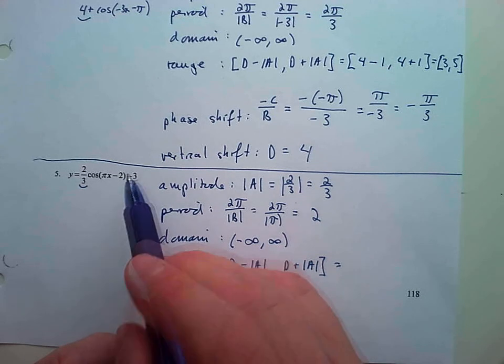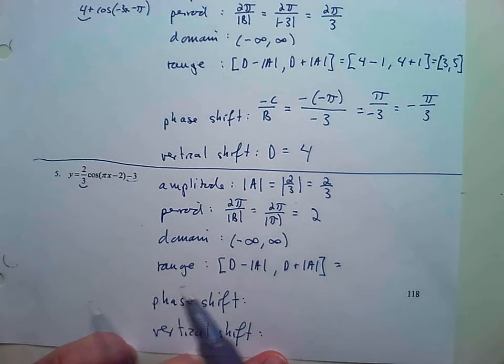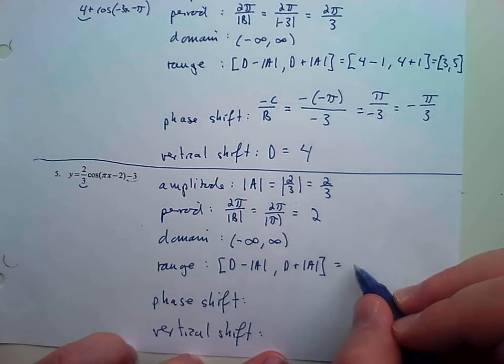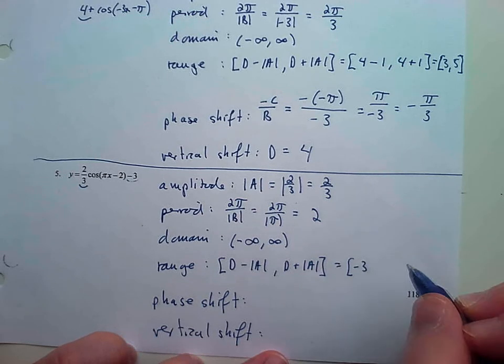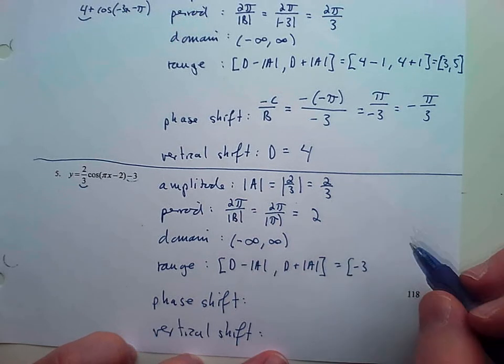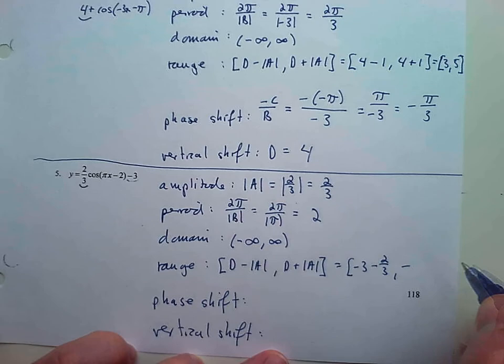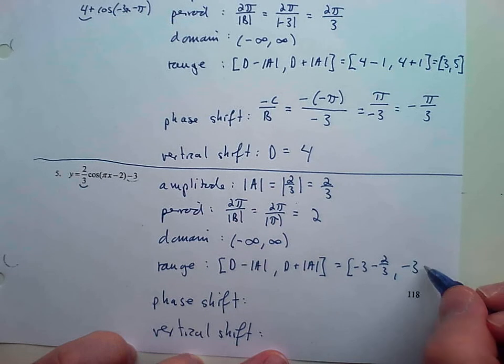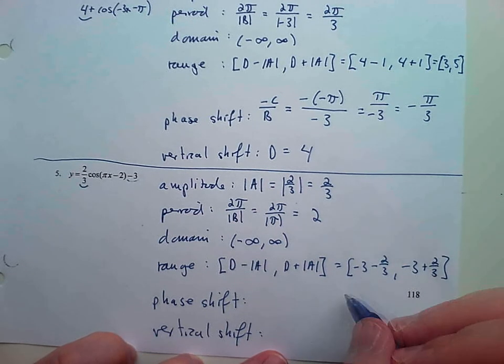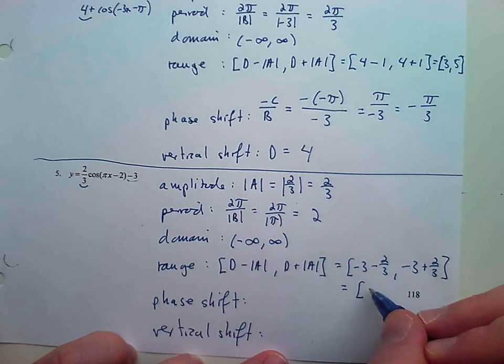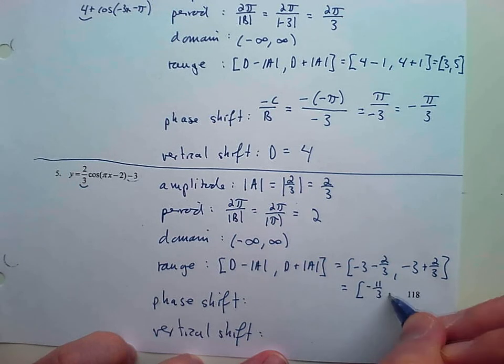D is whatever we're adding to or subtracting from, or simply just our vertical shift. Here it's equal to negative 3. And we already said that our amplitude, or the absolute value of A, was equal to 2/3. So therefore I'm going to have negative 3 minus 2/3 and negative 3 plus 2/3. Do the arithmetic on this, we're going to go from negative 11/3 to negative 7/3.